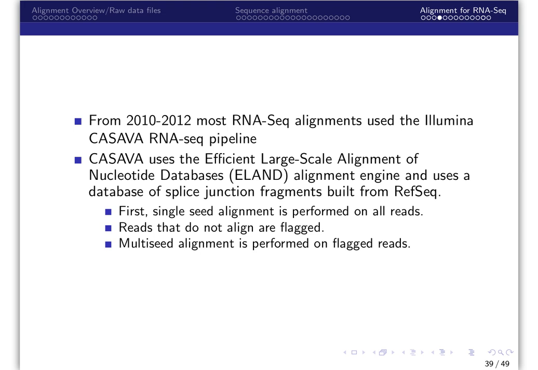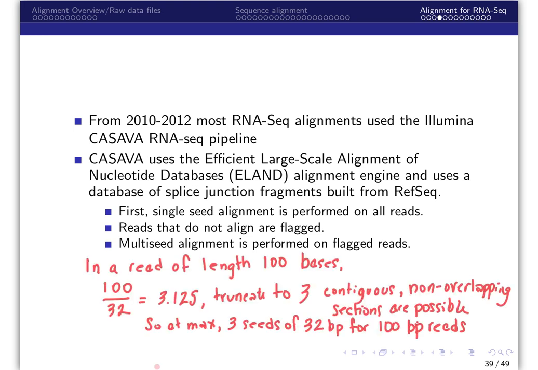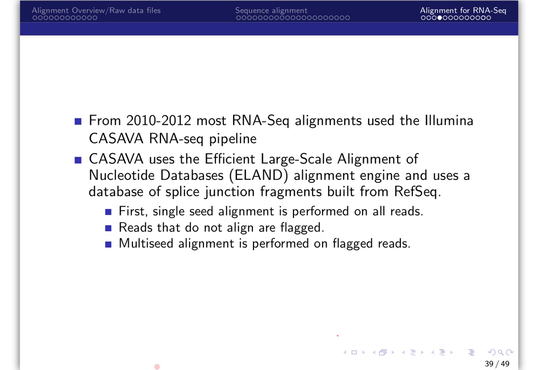In multi-seed alignment, up to 4 seeds per read are used, which are multiple contiguous, non-overlapping sections of 16 to 32 base pairs within a read. Because up to 4 seeds are currently allowed, that means that only up to 3 32 base pair seeds are possible for a 100 base pair read. Then, for each seed, an alignment score is computed by taking the p-value of the candidate seeds and dividing it by the sum of the p-values of all of the candidates, which is then converted using a Phred scale. The highest Phred value indicates the best candidate.